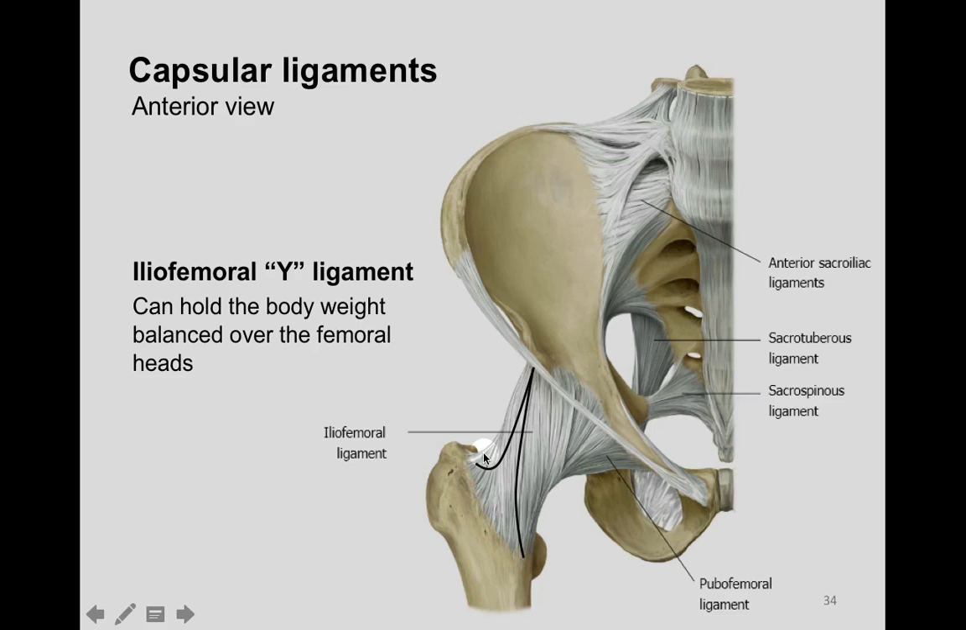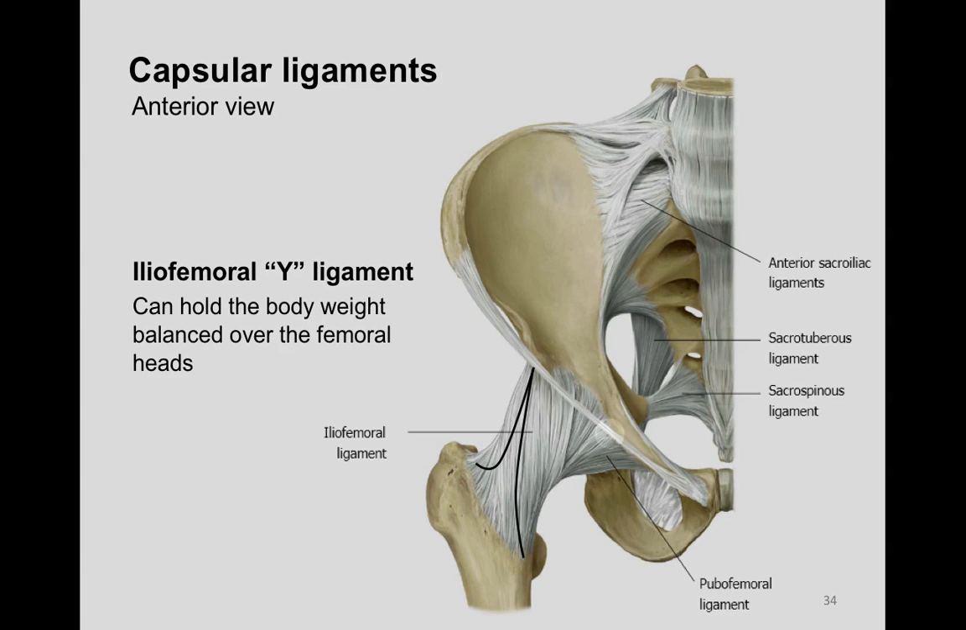Now, it's the primary stabilizer of these 3 capsular ligaments that we'll be discussing. It's so strong that it can hold the body weight balanced over the femoral heads. And perhaps you've seen people stand like this, or you've stood like this yourself, where you're leaning back and you're just really extending your hip, and you're putting all of your weight through the front of your hip, putting the iliofemoral ligaments on stretch.